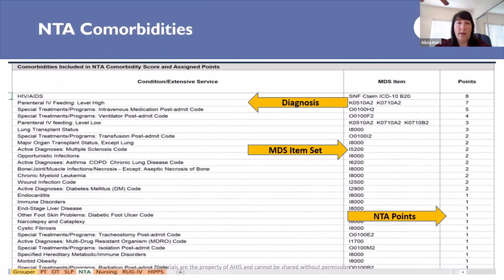So for your NTA comorbidities, this is a list of NTA comorbidities. You can see your diagnoses on the left, the item set in the center section here, and then the number of NTA points. The more points, the higher your reimbursement.